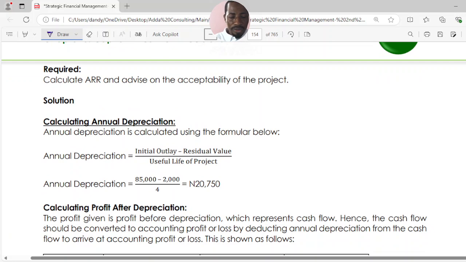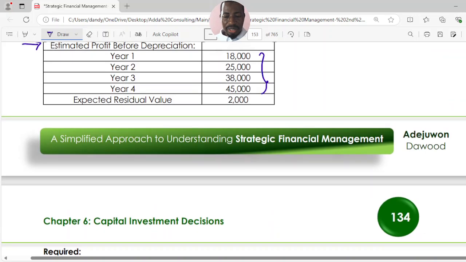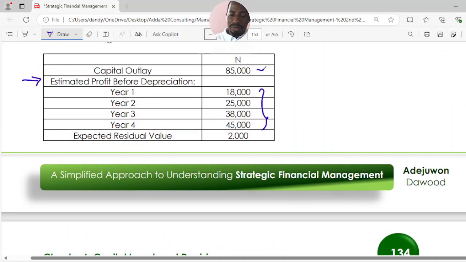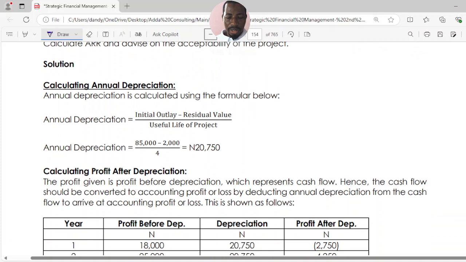So of course, for annual depreciation, the initial outlay of this project is 85,000. Okay, that's the initial outlay of the project, 85,000. Then the useful life of this project is 4 years. Scrap value is 2,000. Therefore, 85,000 minus 2,000 divided by 4. Okay, so that's what gave 20,750.